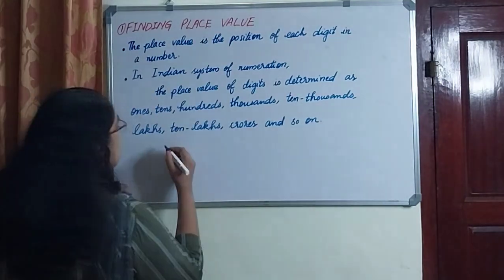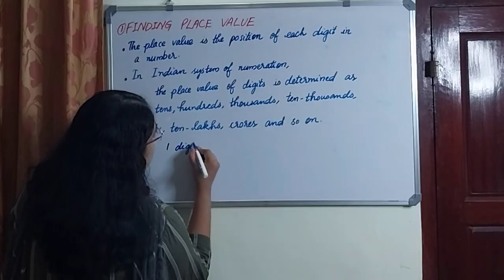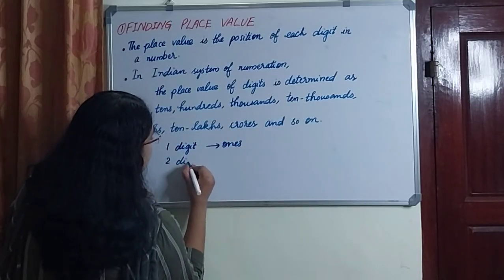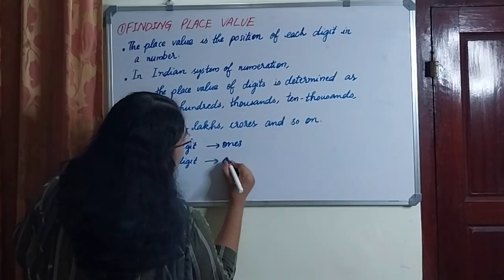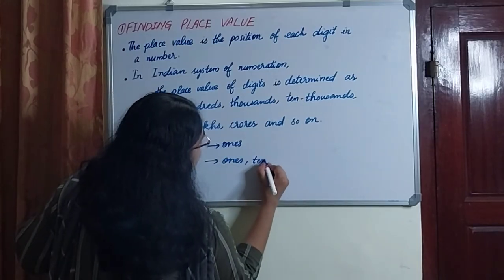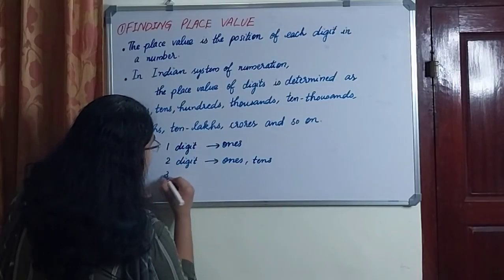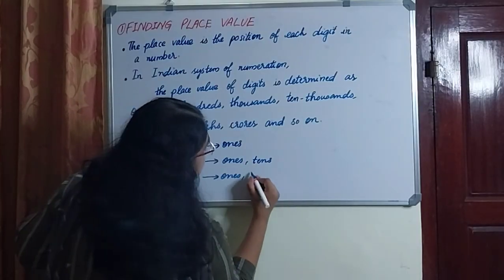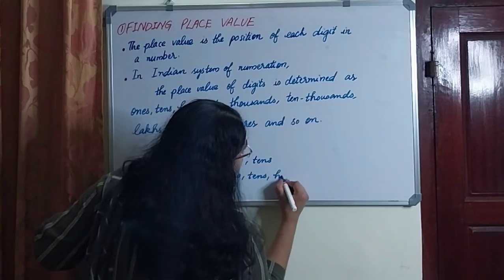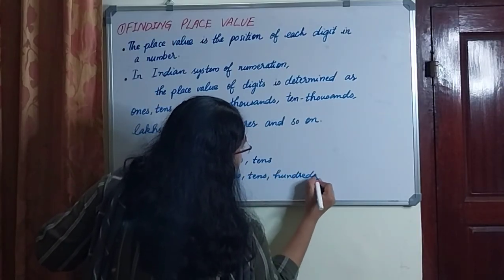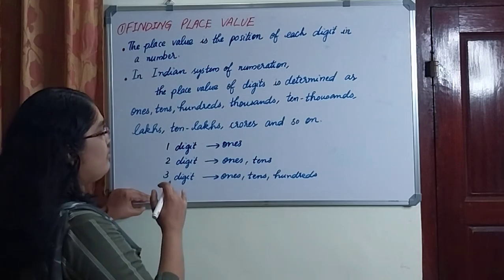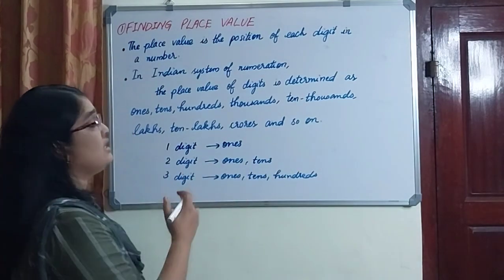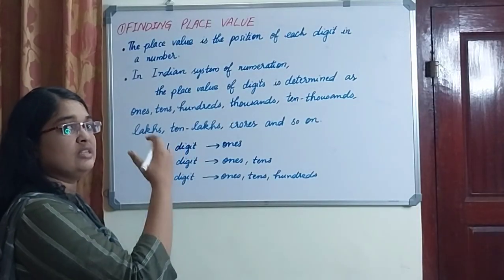Let's see how. If the number is of 1 digit, it will have only ones. If the number is of 2 digits, it will have ones and tens. If the number is of 3 digits, it will have ones, tens, and hundreds. If it is a 4-digit number, it will have ones, tens, hundreds, and thousands. This goes on. Let's see examples of finding place value of digits in a number.